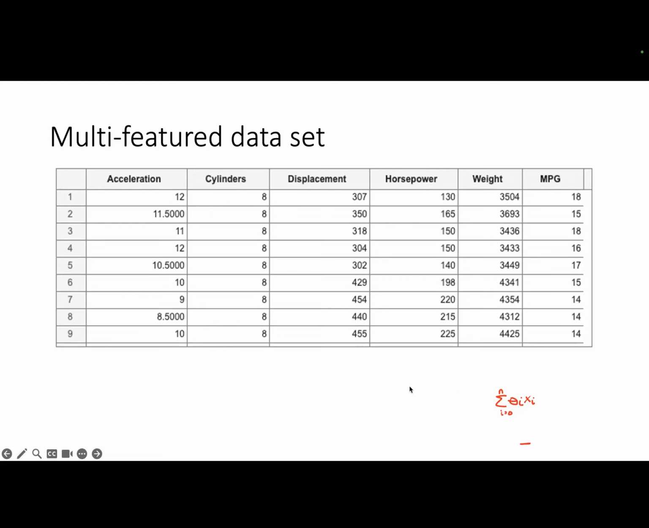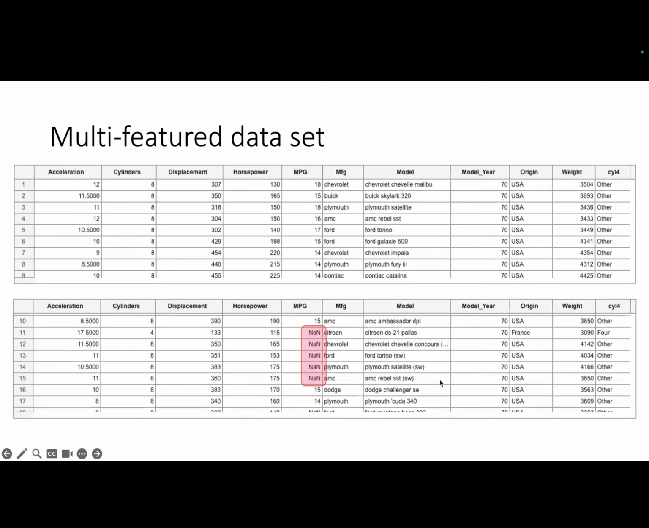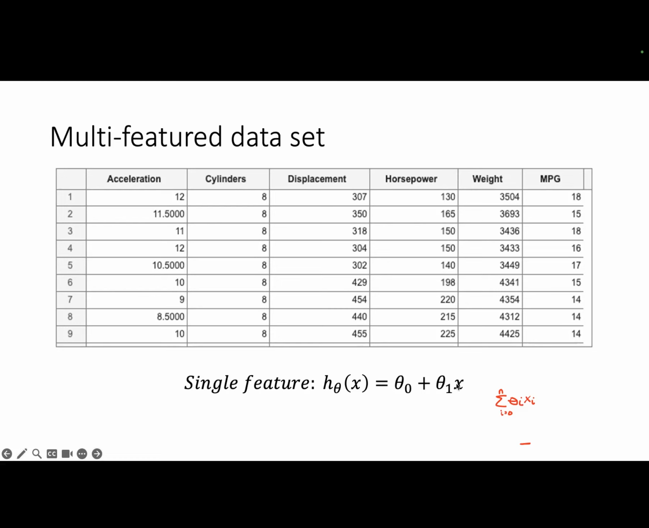So, for each x, merong corresponding na weight. And dahil dito, ito ay multi-featured na dataset. Ito ay isang x value. Ito ay isang x value, x value, x value, x value. Okay.